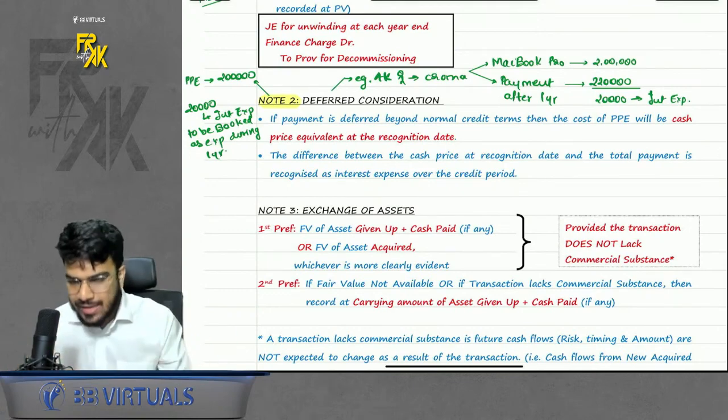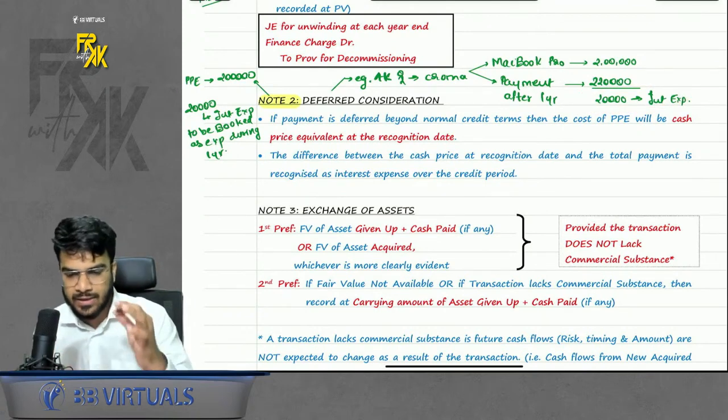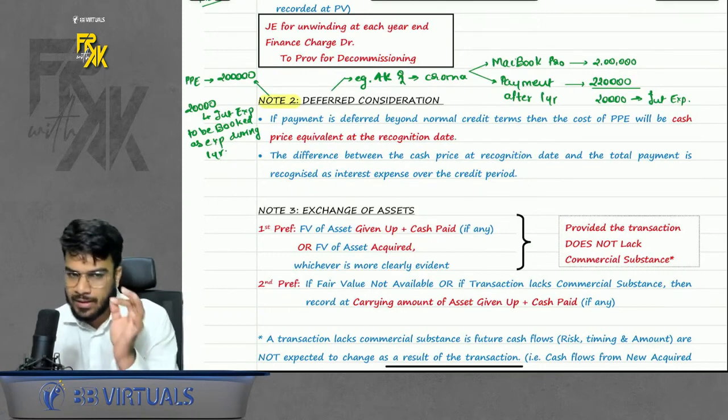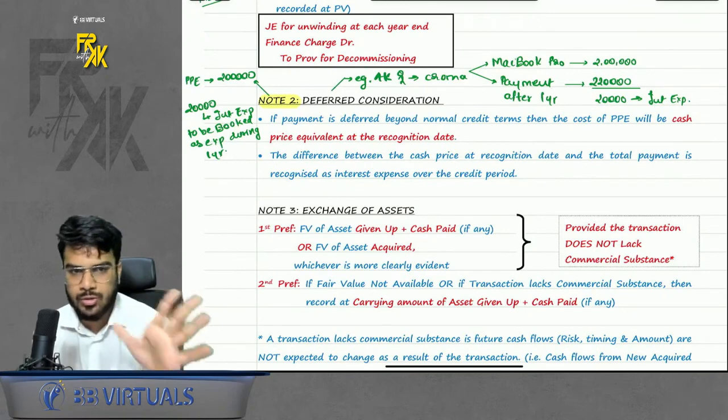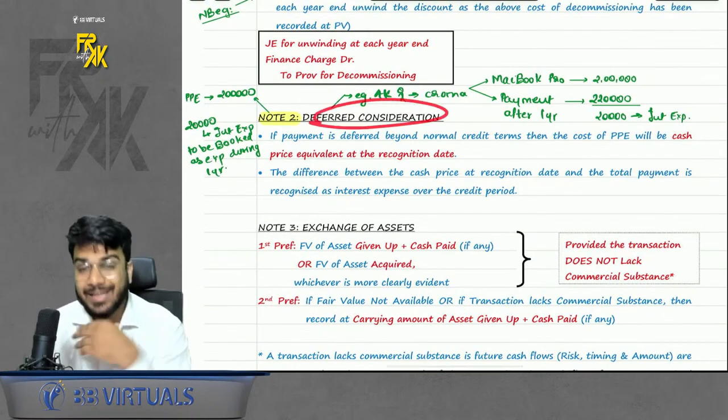But as of now, we will not capitalize the interest. As of now, we will transfer the interest to profit and loss. Clear? The discussion of borrowing cost will be done under the IND AS of borrowing cost, which will be covered at a later stage. Okay. Cool. So this was this point, deferred consideration.